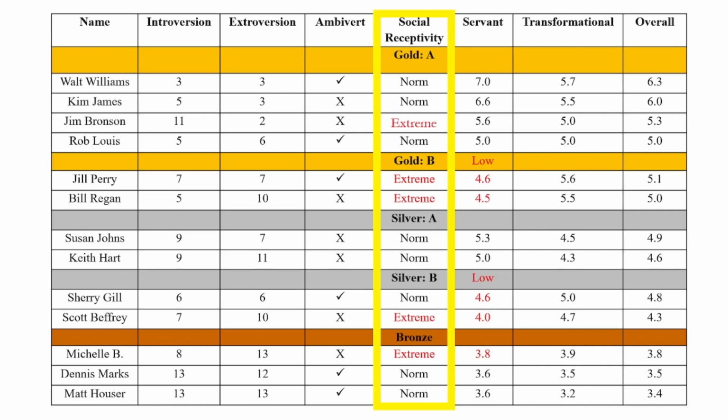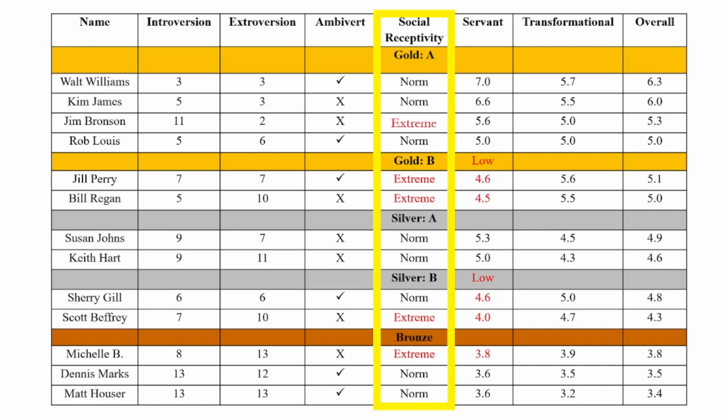So the bottom line is we look at these two in gold standard B and we say, wow, the social receptivities are both extreme. Their servant leadership is low. I'm not sure they are a priority. So what do we do then? Do we just focus on the top 4 in gold standard A? I don't think I would. I would look down into silver A. I would move down into the silver standard because here's where it gets interesting.